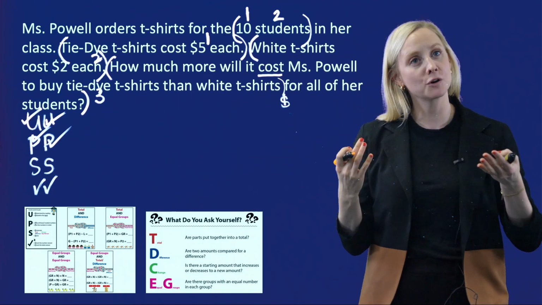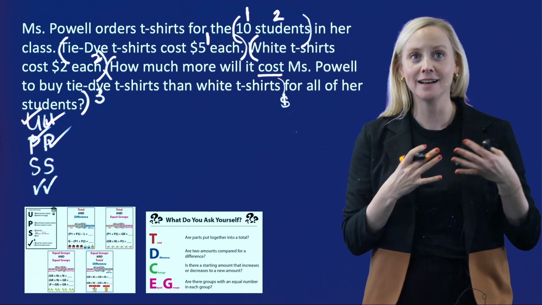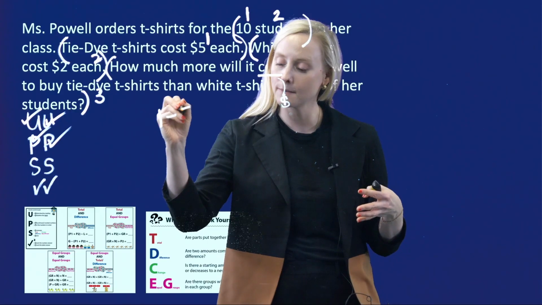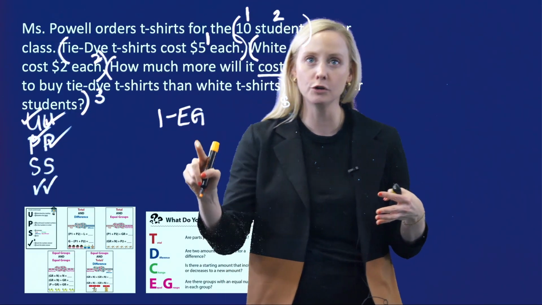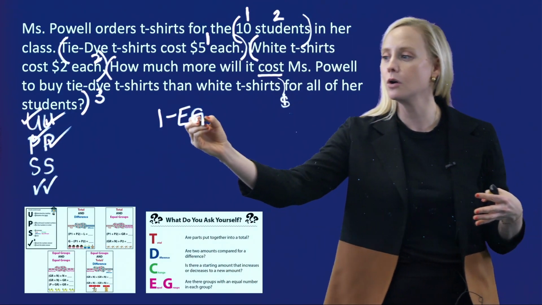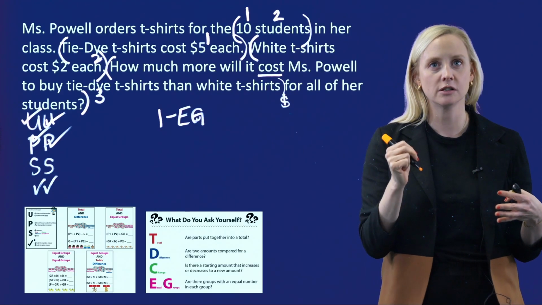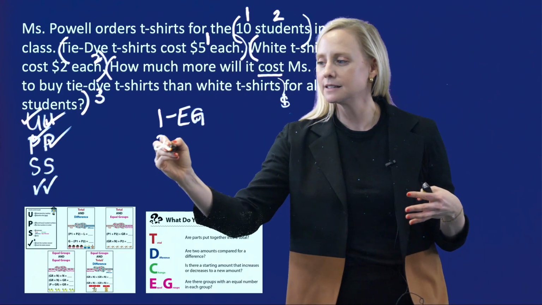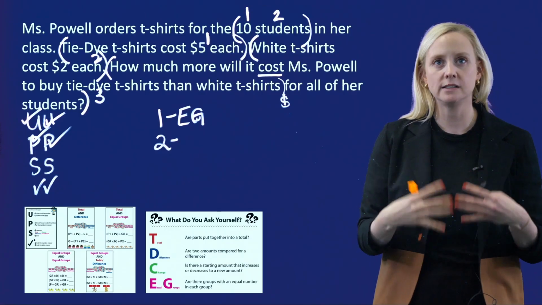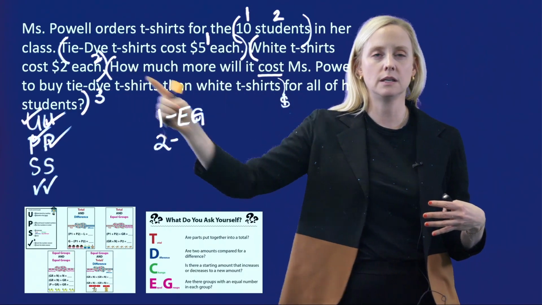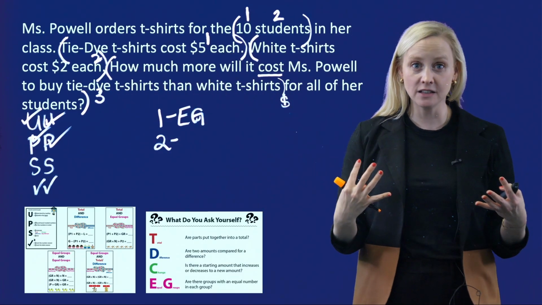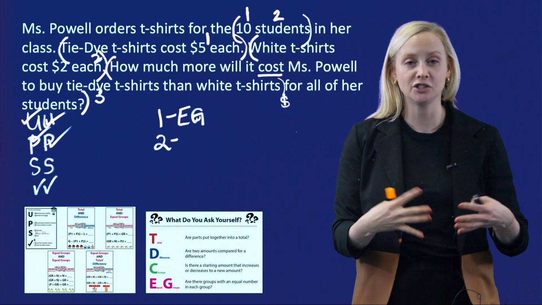So because I have groups with an equal number in each group and an unknown product, I know that my first schema is going to be equal groups. I need to find out the total cost of those tie-dye t-shirts. My second step is going to be involved with these white t-shirts. That's where I see the 2 here. I know that now I need to find out the total cost of the white t-shirts.